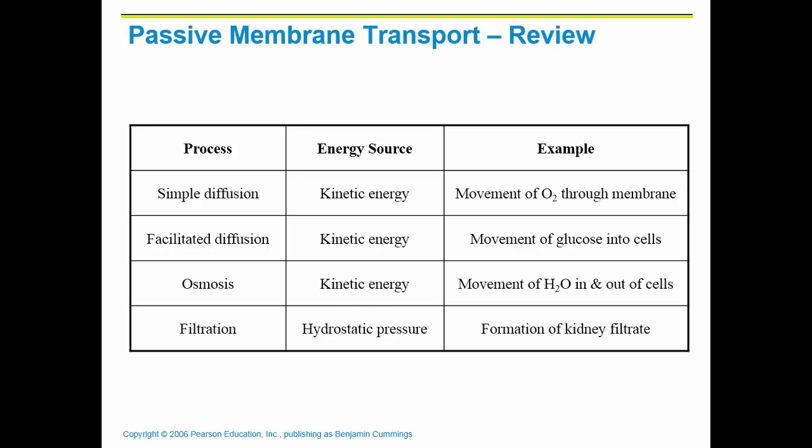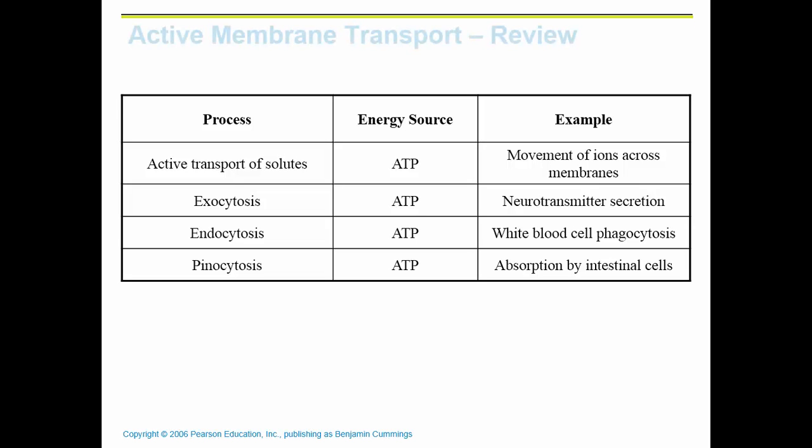So there are a bunch of different types of transport systems. We have simple diffusion, facilitated diffusion, osmosis. We didn't really talk about filtration, but that is an important thing when we get a little bit further into this class. And then we also have active transport, where we have exocytosis, endocytosis, pinocytosis, and just regular active transport.